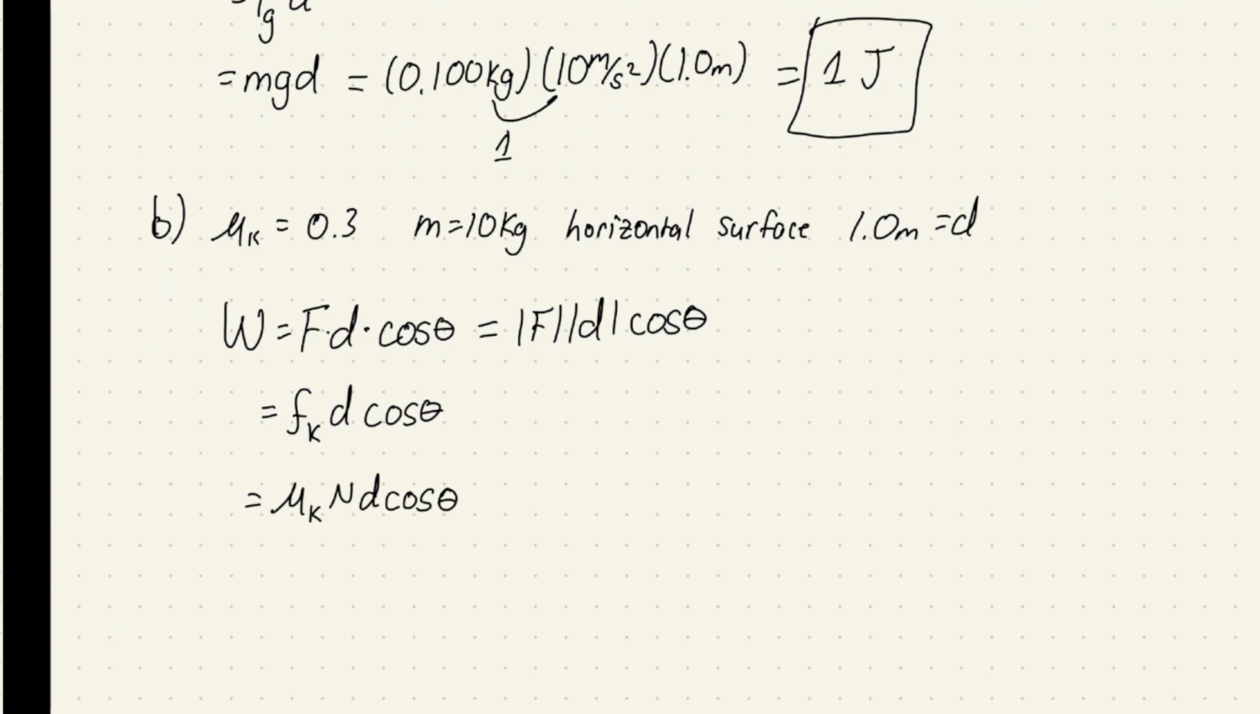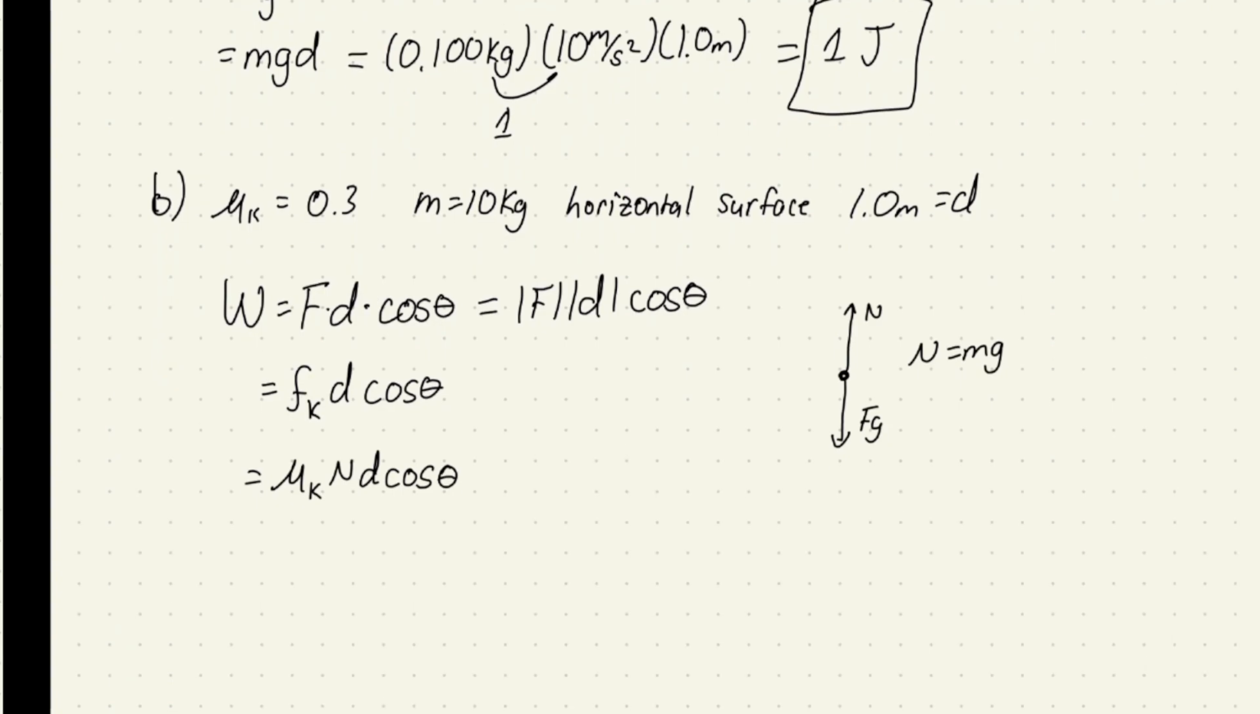So at this point, we've got to think, what is our normal force? Well, we're on a horizontal surface, so I know my normal force has to equal my force of gravity. Since there's no other objects on top of this box, nothing else pulling it down, no other forces acting up and down, just that friction force. And so we'll have force of gravity is equal to normal force. So N is equal to mg. So I can plug that in for my normal force, and I get mu k times mg, times my displacement, times cosine of theta.